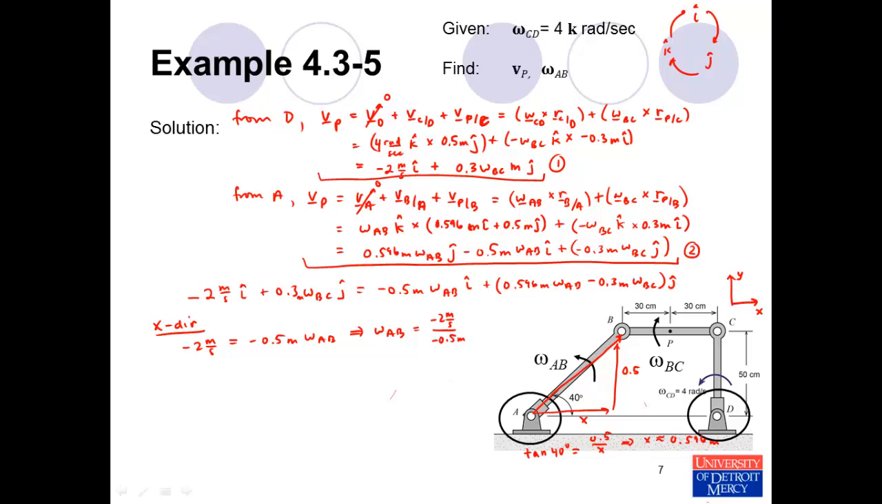So negative 2 divided by negative 0.5 is positive 4. The meters cancel. We're left with units of second in the denominator, and it's implicit that there's a radians in the numerator. And so that's what our omega AB is, and that's one of the things we're attempting to find. We're also trying to find the velocity of the point P altogether, and so we also need omega BC. We'll be able to find that by using the y direction equations.